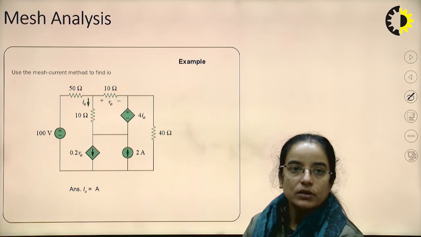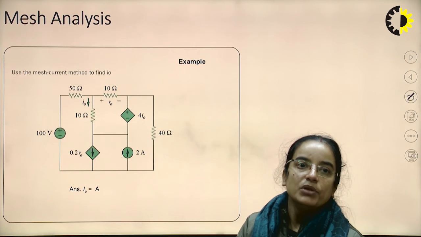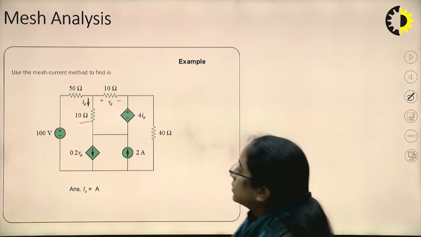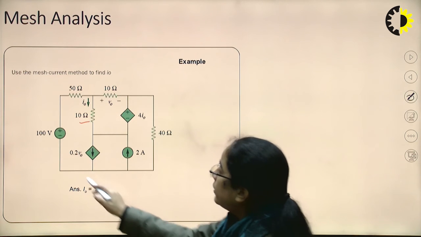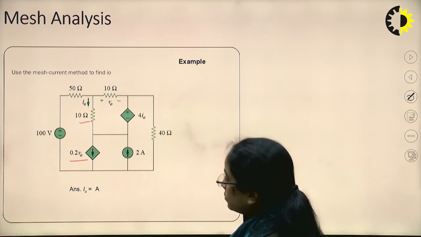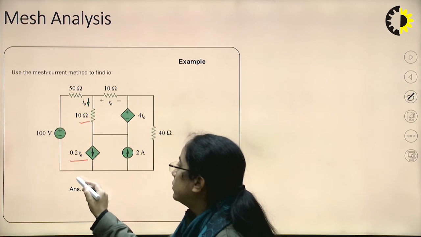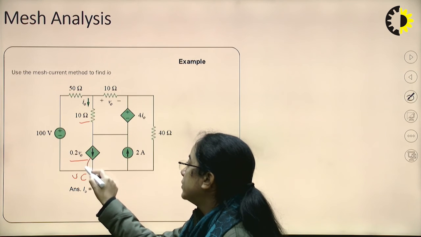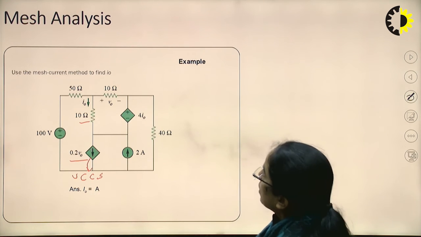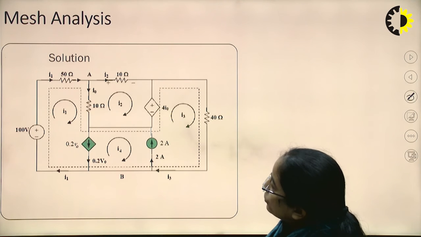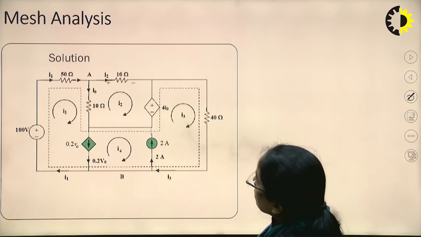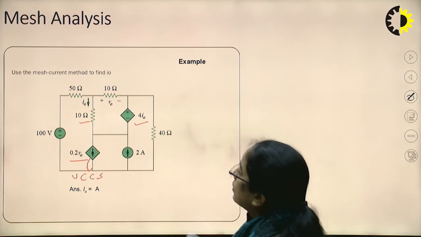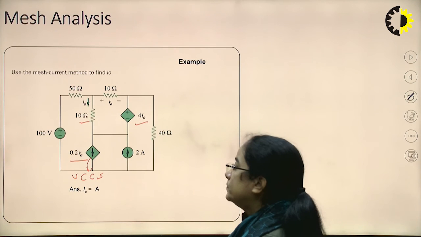This is another example. Here, use the mesh current method to find I0. I0 is the current through this resistor, and there is 0.2 V0. This is a voltage controlled current source, an example of a voltage dependent current source. Here is the solution. We had assumed the currents. See here, this is the current dependent voltage source, and this is the voltage dependent current source.